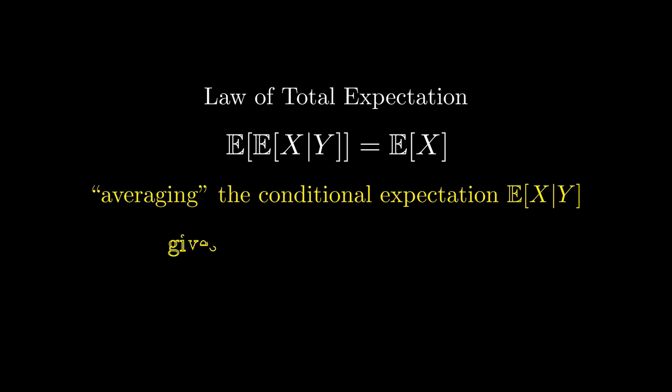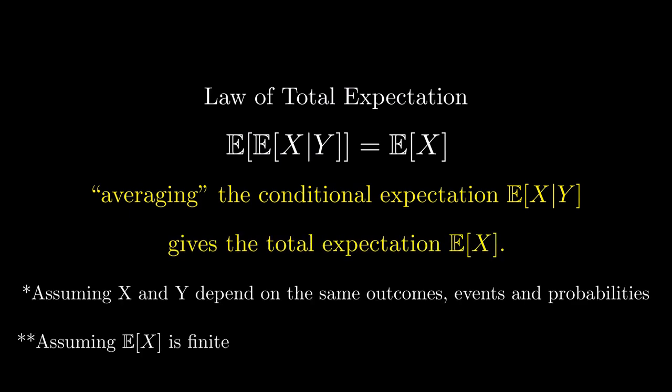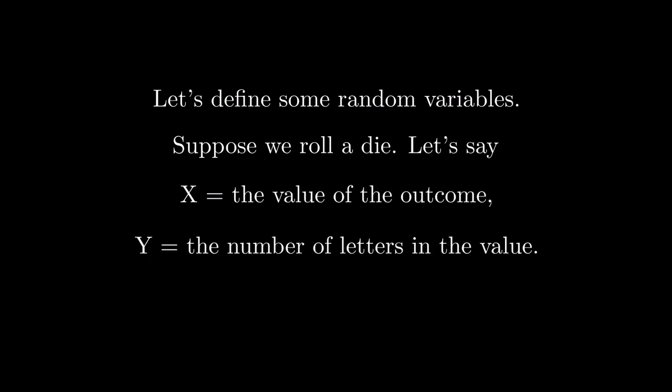The law of total expectation states that taking the expected value, or averaging, a conditional expectation E of X given Y gives a total expectation E of X. Although not a proof, one way to visualize this is as follows. Say our random variable X is the value of a die roll, and Y is the number of letters in the value of a die roll.